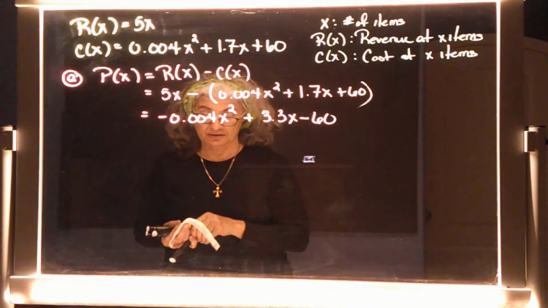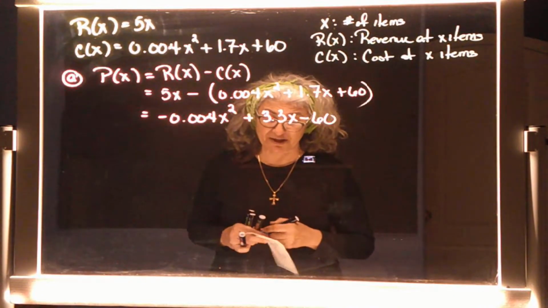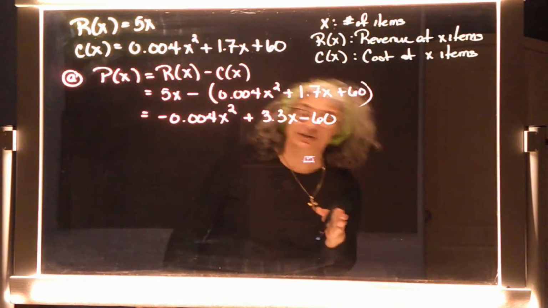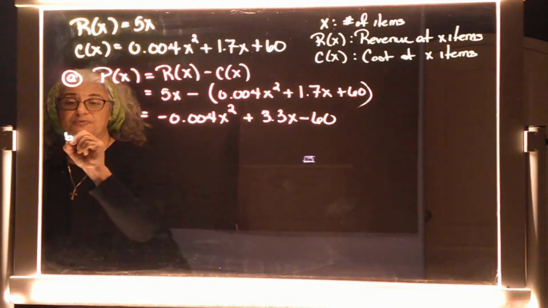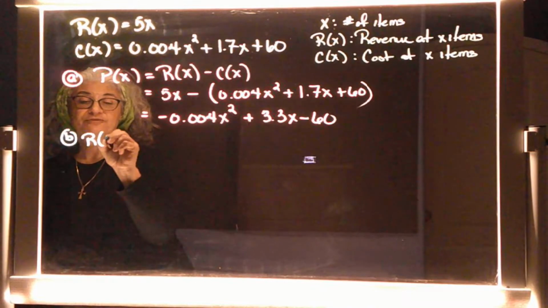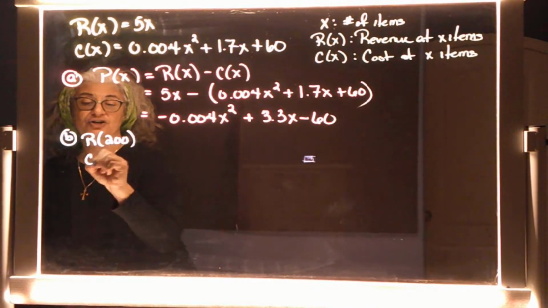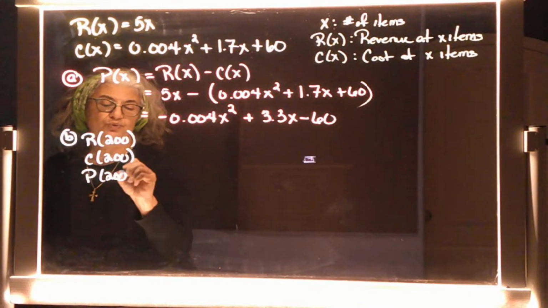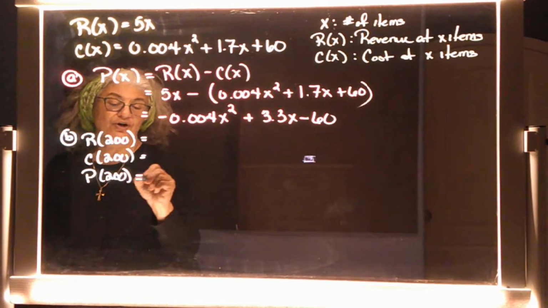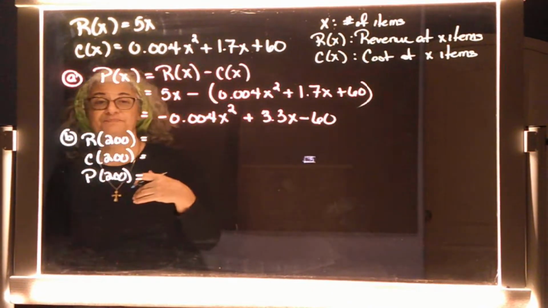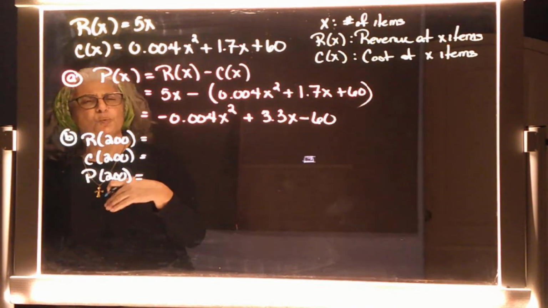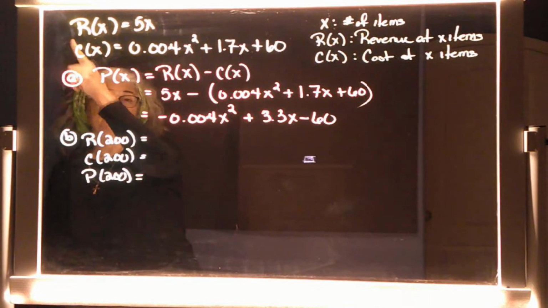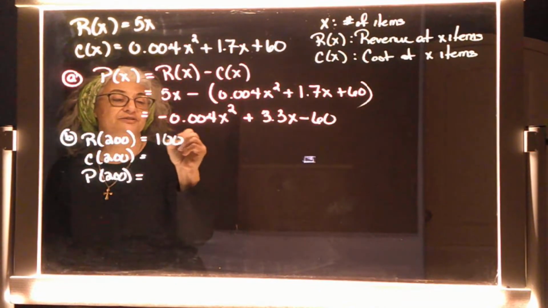Part B. So part B wants you to find the revenue, the cost, and the profit at 200. They want you to find the revenue at 200, the cost at 200, and then the profit at 200. So what do you think you're going to do to answer all 3 of these questions? You're going to plug them in. Where are you plugging them in? Yeah, R of 200, you're plugging into the revenue function, right?